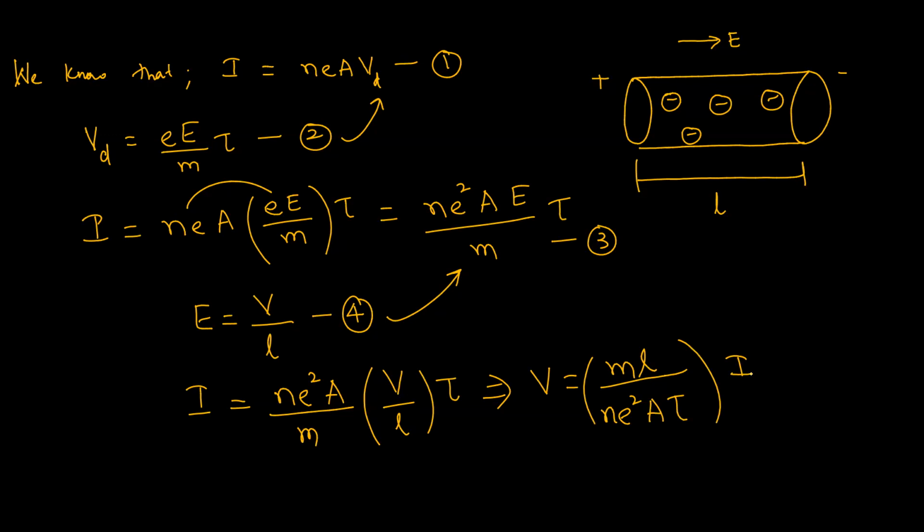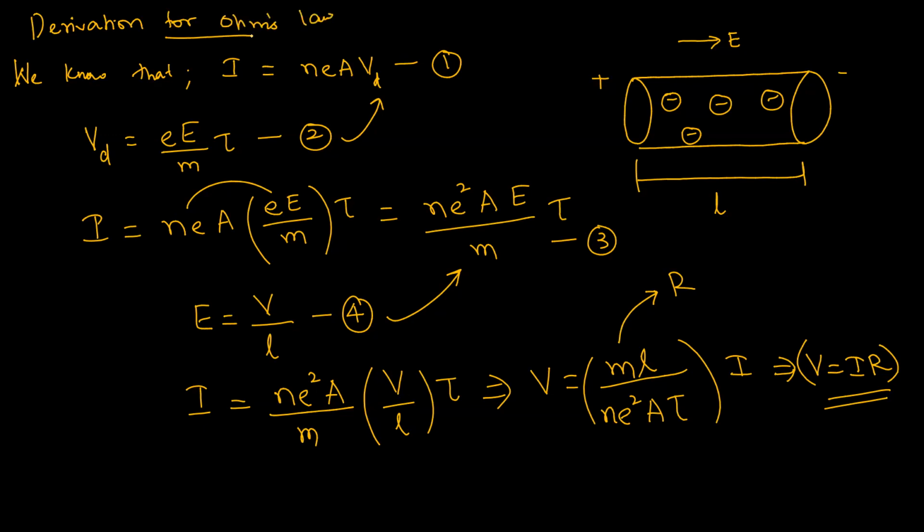If you observe, this parameter is called R, which you already know. So if you rewrite this equation in the simplified form, it takes the form V is equal to I into R, and this is the derivation for Ohm's law, where R is equal to m into L divided by n e square A into tau.